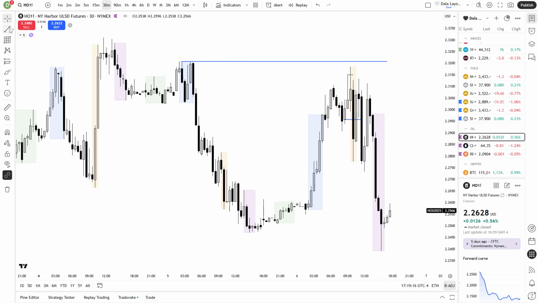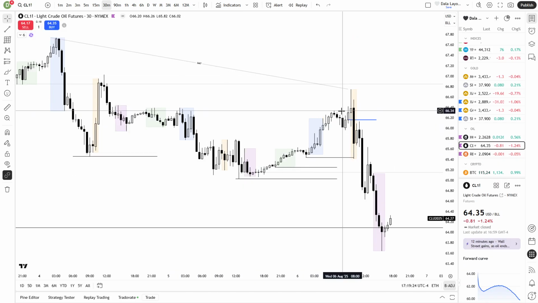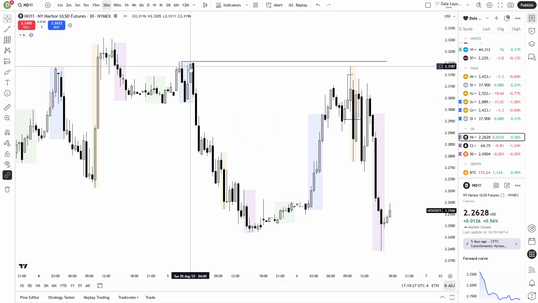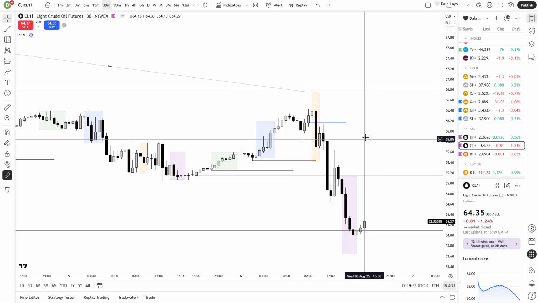This can be some sort of asset synchronization stuff where all assets, we can see that RB already hit this high, we failed to reverse. CL hits this high, we failed to reverse lower. So now maybe HO has to hit this high for all assets to actually reverse lower. That happens a lot of times, which we have to be careful of.